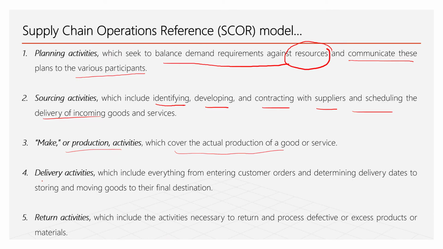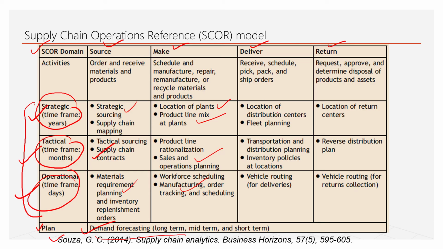If we come to the delivery activity, here we are doing everything from entering the customer order to delivering that order. From a delivery perspective, what kind of decisions are we taking at a strategic level? That is the location of the distribution center, how our transportation will move, how many vehicles we need, and what route they will adopt. So basically we are doing fleet planning.